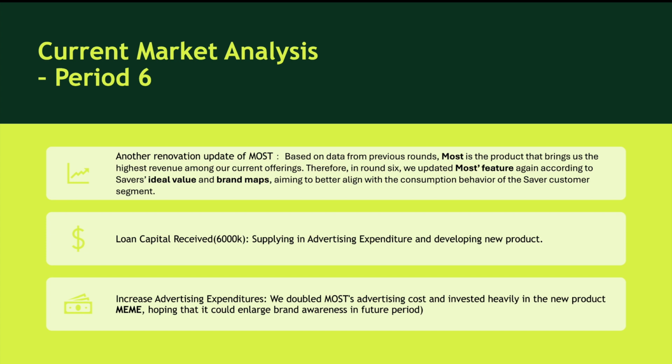We also received our first loan capital in period 6, and we used that to supply our advertisement expenditures and develop a new product in the Sonnet market. Speaking of increasing advertising expenditures, we doubled Most's advertising costs and invested heavily in the new product MIP, hoping that it could enlarge brand awareness and bring us larger revenue in future periods.